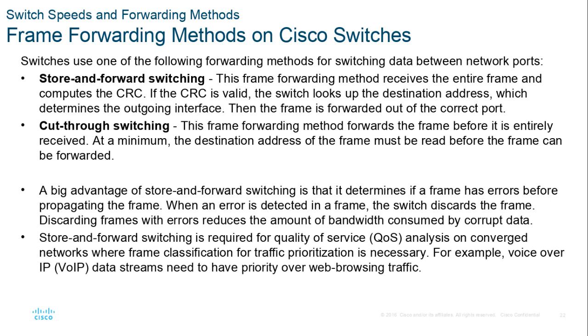So if you're doing something like voice over IP, where we're doing quality of service, where we have to examine each frame and put someone at the head of the line, the telephone has to go at the head of the line because you can't have any latency with telephone conversations. Can't do cut-through, got to do store and forward only.